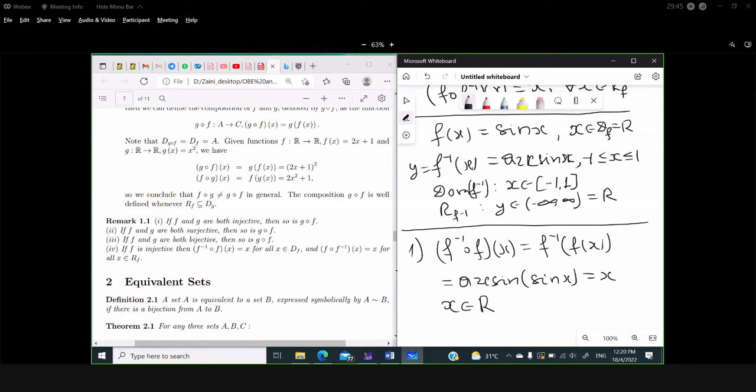This function is defined everywhere. So this one is the domain of f. It is correct. Look, the domain of f is R. So here it is correct. Now what about the second one?